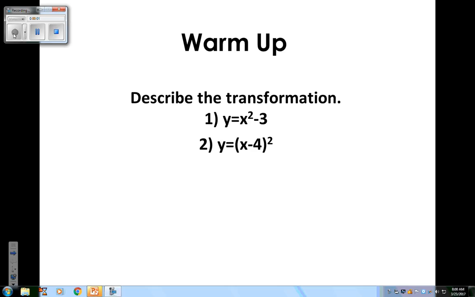Okay, take a look at the warm-up. It says to describe the transformation. What kind of equations are these? What type of graphs are these? Parabolas. Yes, these are parabolas.